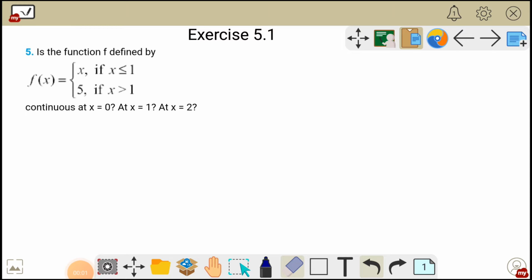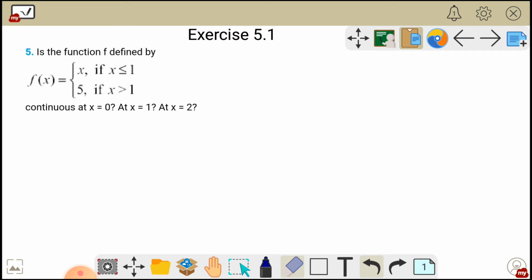So, our fifth question is: the function f is defined by f of x is equal to x if x is less than or equal to 1 and 5 if x is greater than 1. Is it continuous at x is equal to 0 or at x is equal to 1 or at x is equal to 2? So, here the question is that we have to find whether the function is continuous at these 3 points or not, right. So, let us start with x is equal to 0.